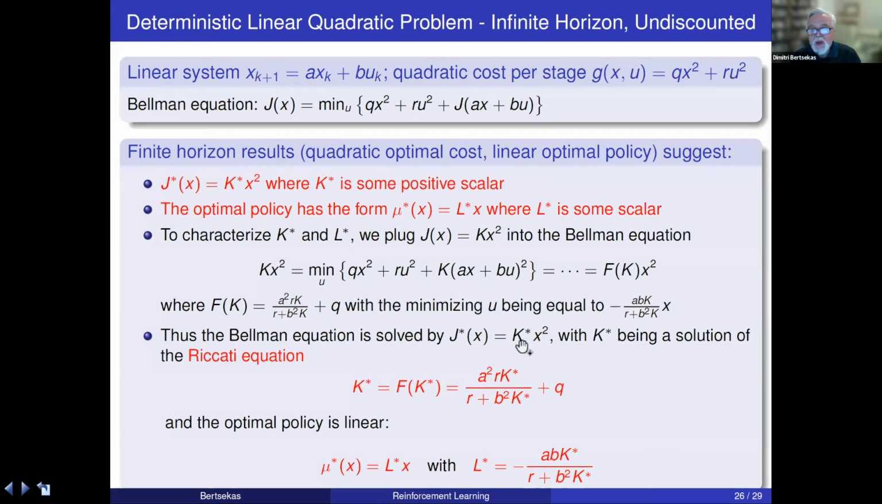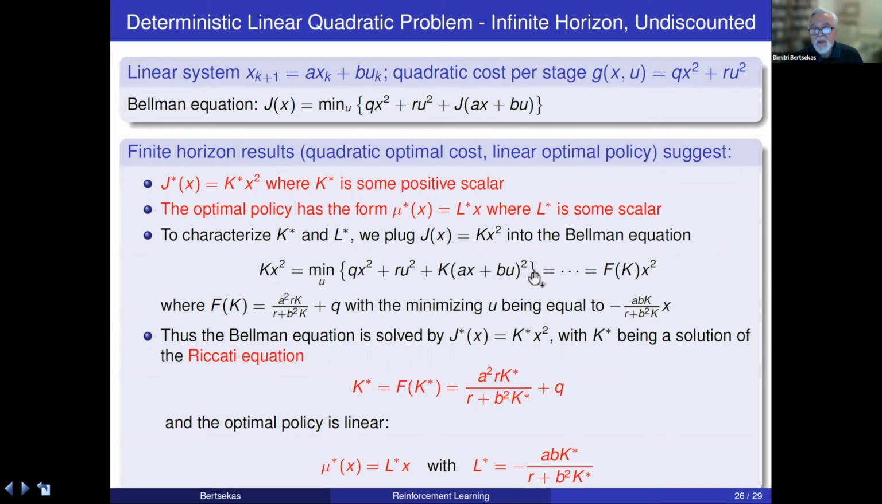So the Bellman equation is solved by K star that is such that K star x squared is equal to f of K star x squared, or K star equals f of K star. The x squares drop out from here. So the Bellman equation becomes K equals f of K. And this is called the Riccati equation.